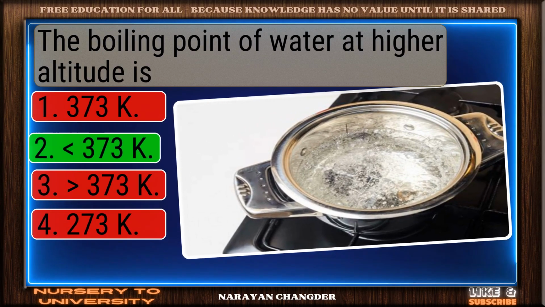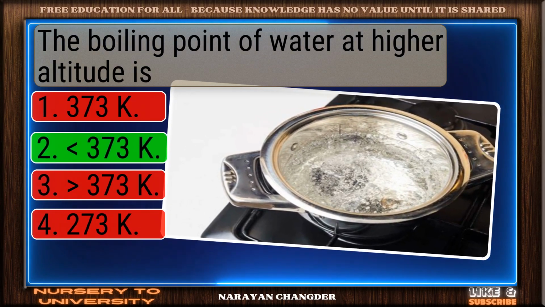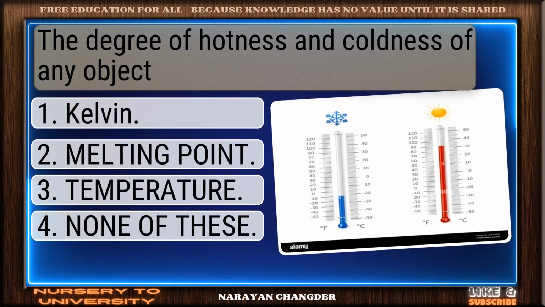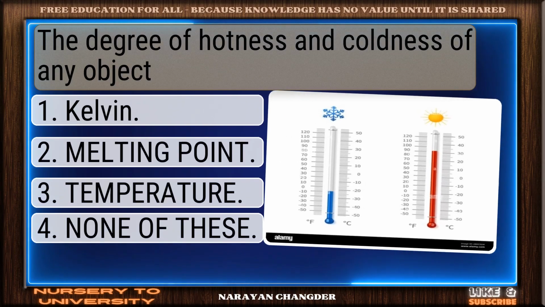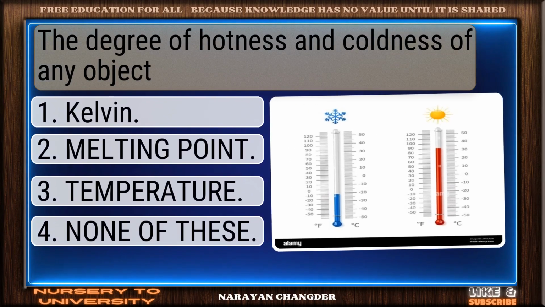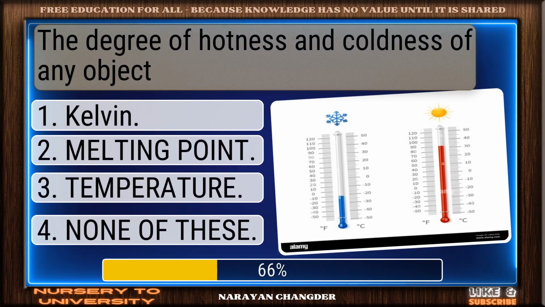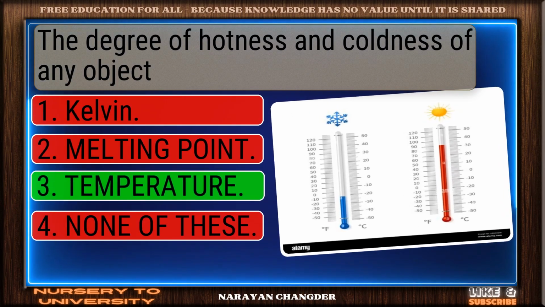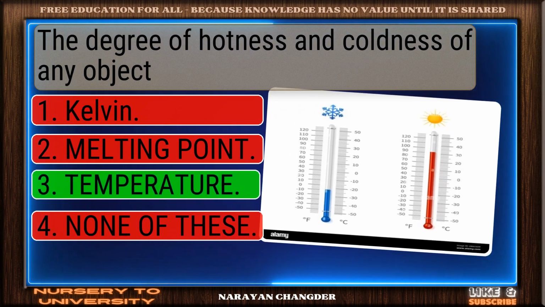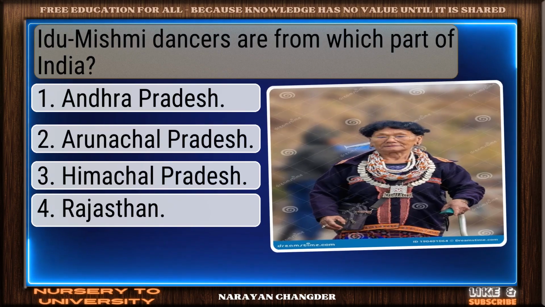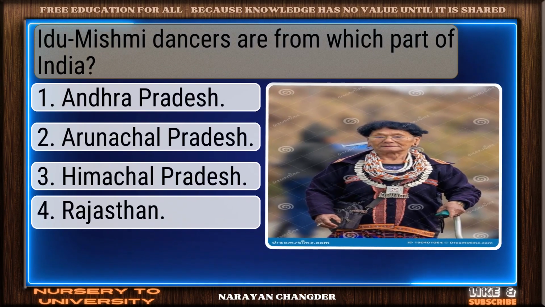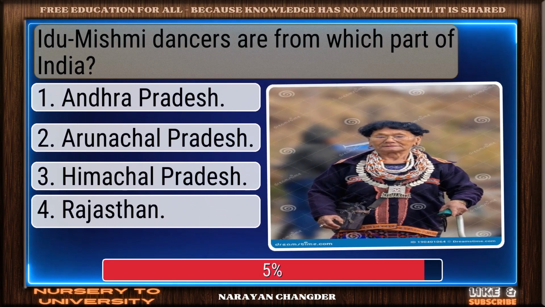Well picked. 373 K is the correct answer. Question number 63. The degree of hotness and coldness of any object. Correct response. Temperature is the most accurate answer. Question number 64. Idumishmi dancers are from which part of India?